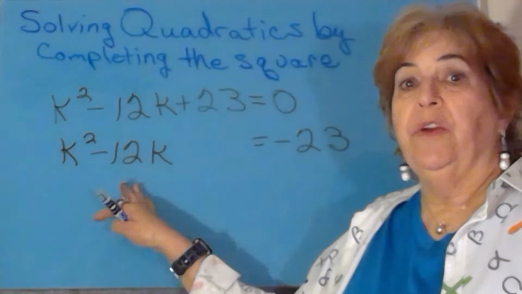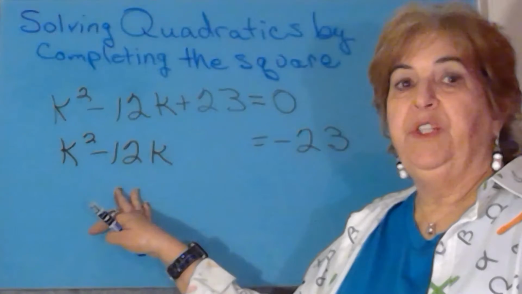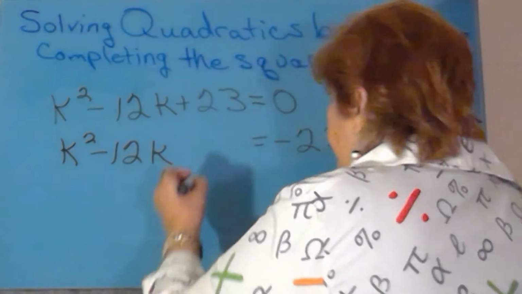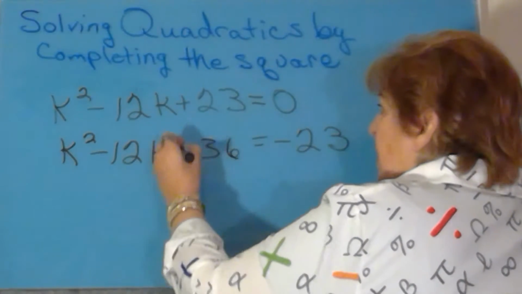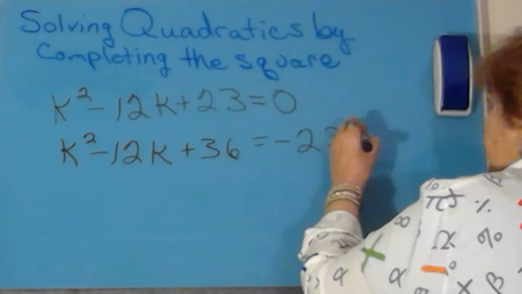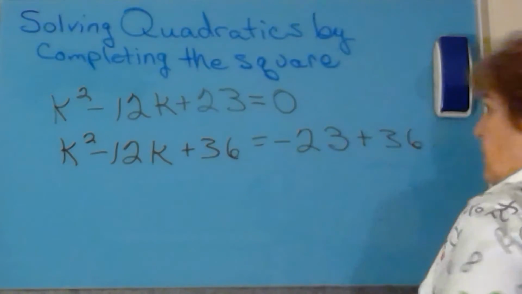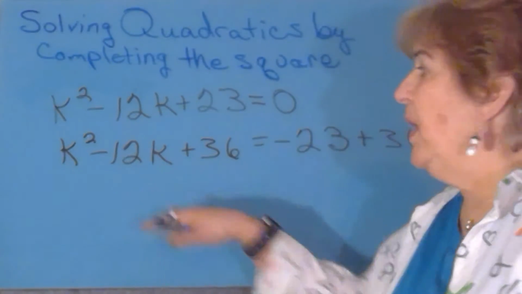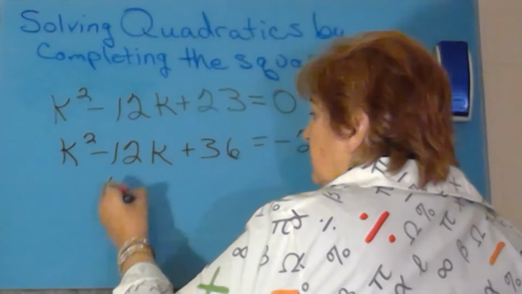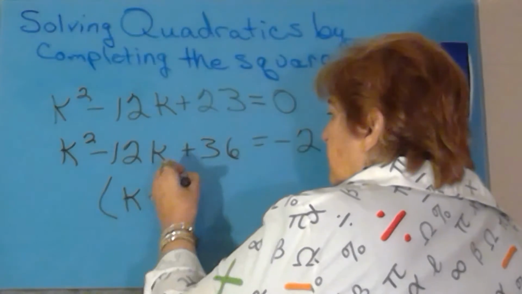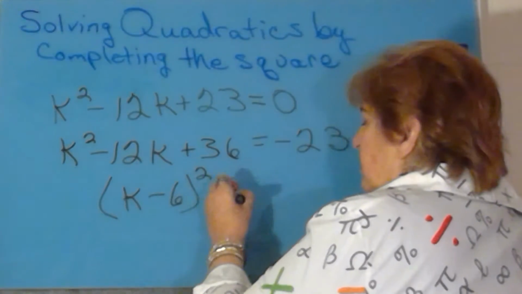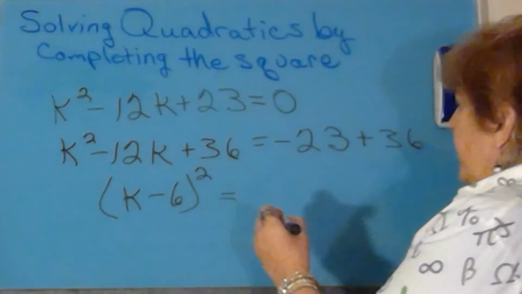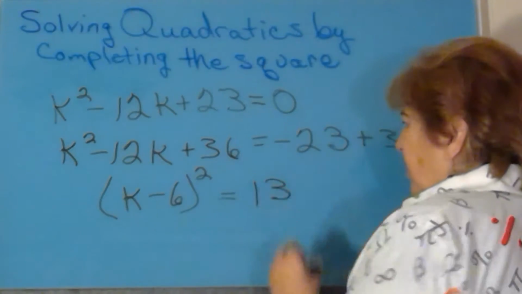Complete the square. You're going to take half of 12, which is 6, and square that, you get 36. And that's what we're going to add to both sides. Now, this you write as a perfect square. That's k minus 6 squared equals, and when you combine them, you end up with 13.